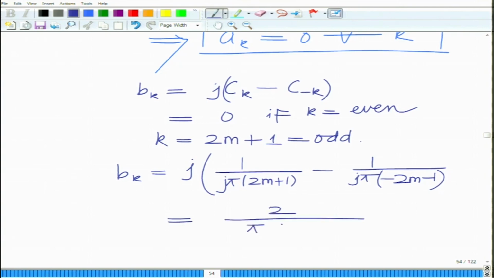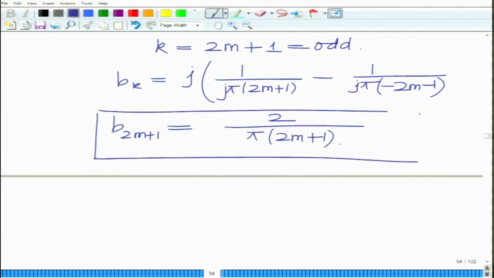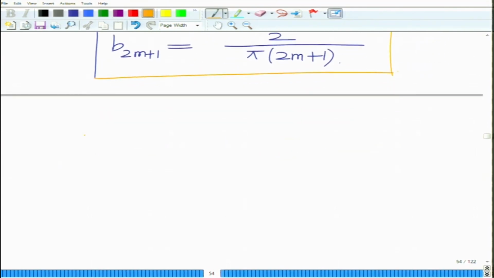So, this is equal to twice pi over 2m plus 1. Okay. So, b k, in fact, is b of 2m plus 1 when k is odd. So, b of 2m plus 1 is given by this expression, and therefore, finally, x of t, the TFS, is given as follows.